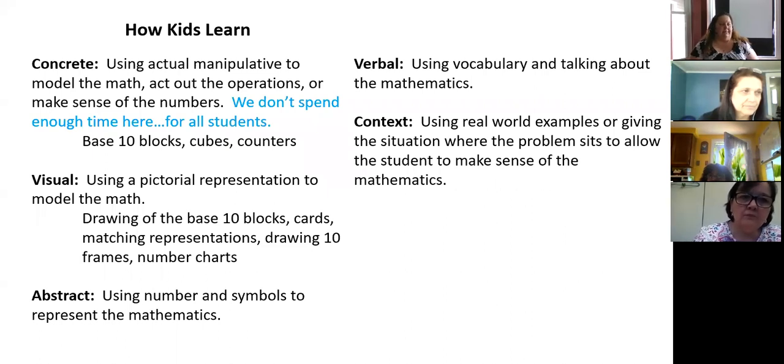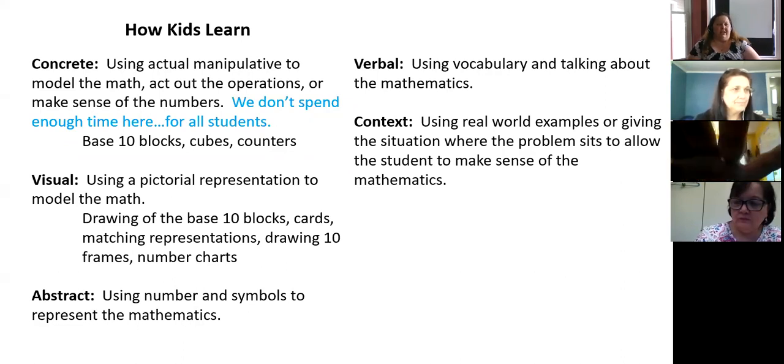And then we get to this abstract piece, these numbers and symbols to represent the math, right? That's where eventually we're getting our students to standard algorithms or a procedure that they can do, but if they don't have a visual or a concrete model or some connection to that problem, they're going to struggle. And I think we jump so fast into that abstract number sense, like we're jumping into problem solving without using visuals or without using manipulatives, that we really have to spend more time, especially in that concrete stage, using manipulatives, even for our older learners.